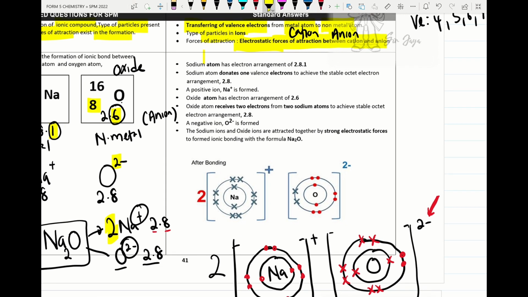Now we try the essay question for the formation of sodium oxide. Sodium atom with electron arrangement 2.8.1 will donate 1 valence electron to achieve a stable octet electron arrangement, which is 2.8. A positive ion of Na positive, or sodium ion, is formed. Oxygen atom has electron arrangement 2.6. Oxygen atom receives 2 electrons from 2 sodium atoms to achieve a stable octet electron arrangement, and a negative ion of O 2 negative is formed. The sodium ion and oxide ion are attracted together by strong electrostatic forces of attraction, forming ionic bonding. Please mention the formula Na2O. That's how we write the essay answer.